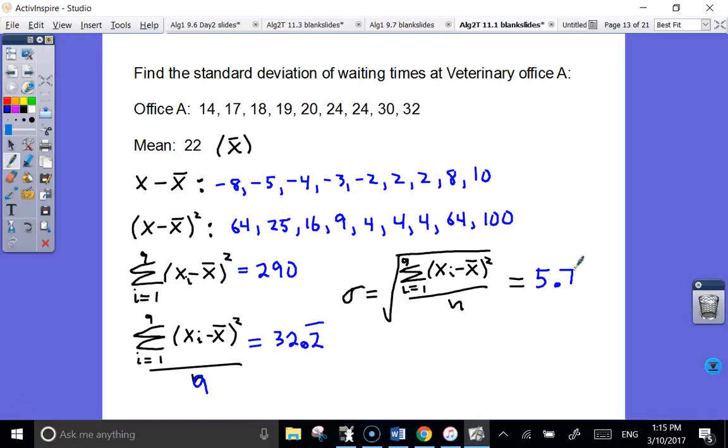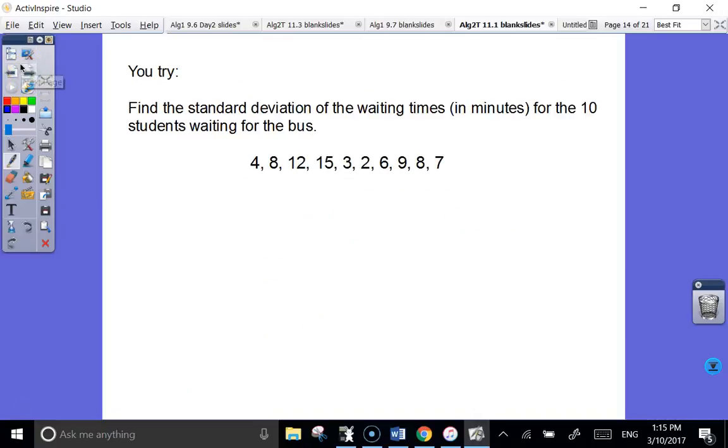Okay, so here's your turn to try to do it with a little harder data. So this was the waiting times of the bus for 10 students, so there's 10 values there. I think we already did the mean. The mean was 7.4. So try to do it one step at a time, right? First do the differences, then square them, then add them up, then divide by 10, then take the square root.